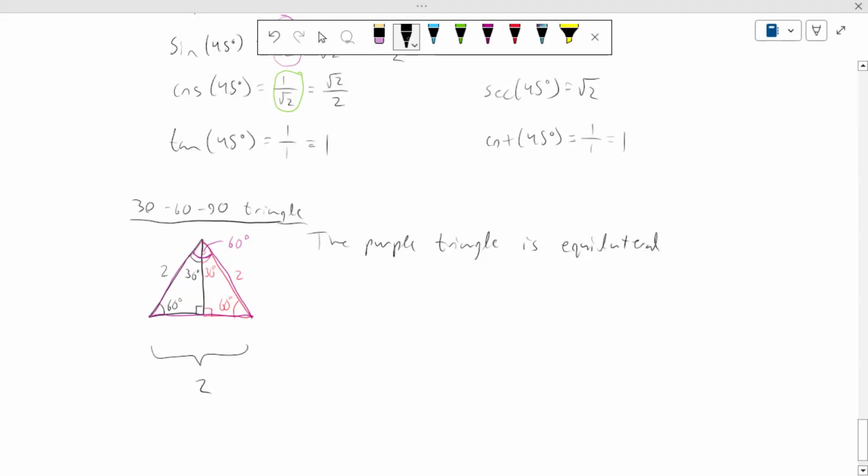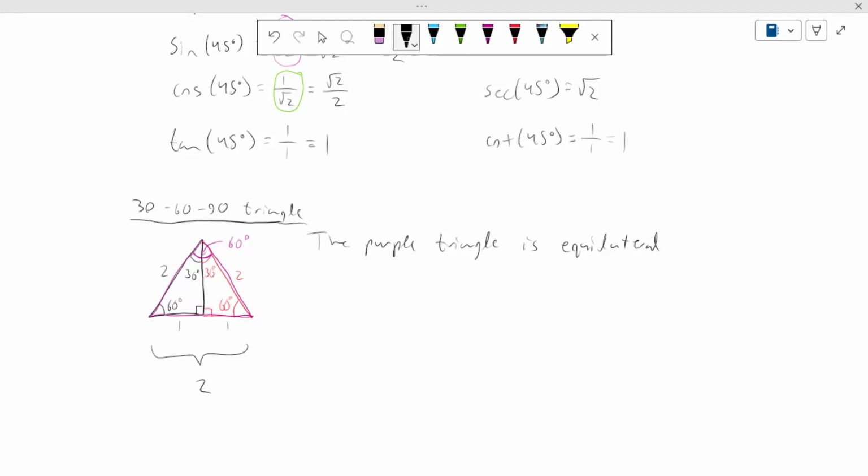Now this red triangle and this black triangle are exactly the same triangle, which means that this leg and this leg have to be exactly the same length. So this is of length 1 and this is of length 1. Any questions on that so far?